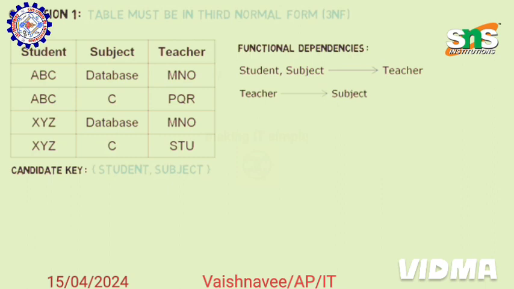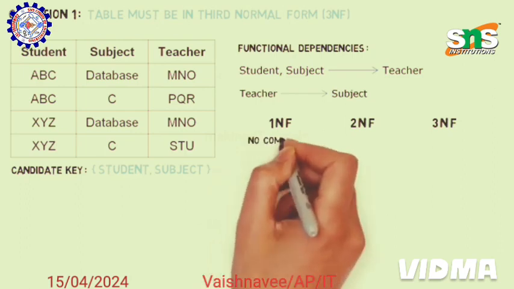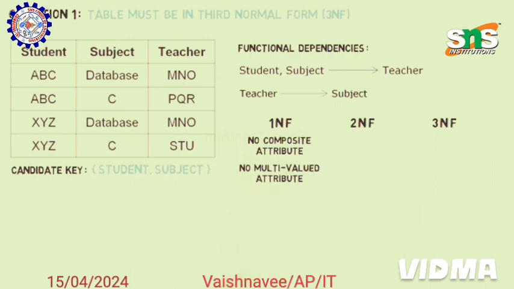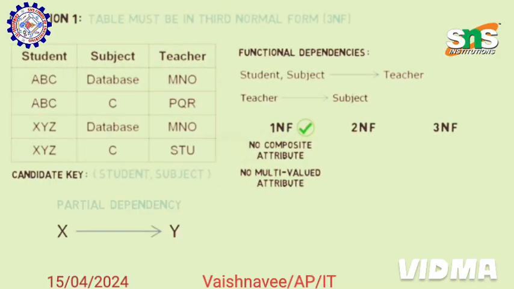And following are the functional dependencies for this table. Student and subject determine teacher. And using teacher, we can determine subject, as one teacher teaches just one subject. If a table is in third normal form, then it is also in second normal form and also in first normal form, so we need to check right from first normal form. This table does not have a composite attribute and also does not have multivalued attributes. So we can conclude that this table is in first normal form.